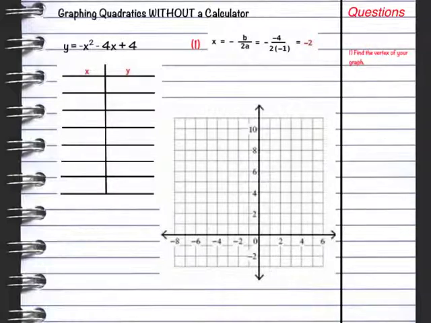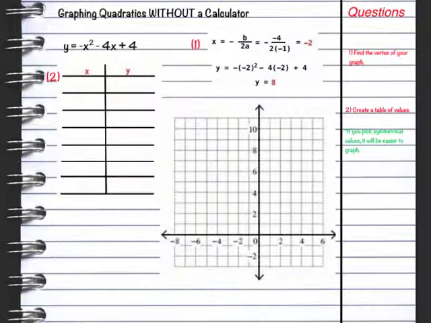Plug that negative 2 back into the original equation for your y value. So my x value being negative 2, my y value being 8, that's going to be the vertex of my graph. Step 2 is you want to create a table of values. Now the key here is you want to pick symmetrical values. It's going to be way easier to graph. And this is one of the reasons why we find the vertex first. That vertex is going to be the middle of our table.